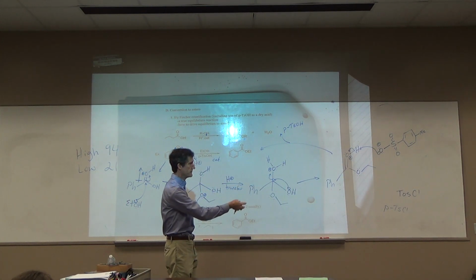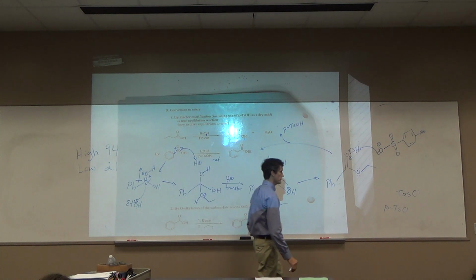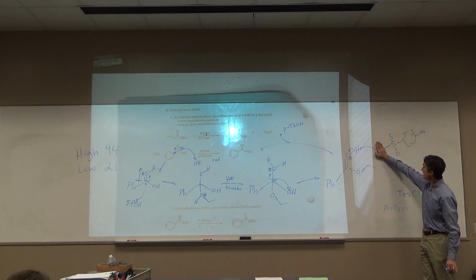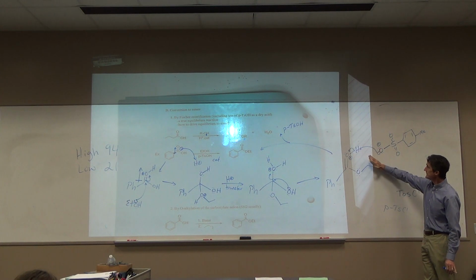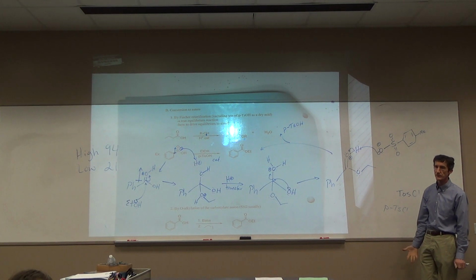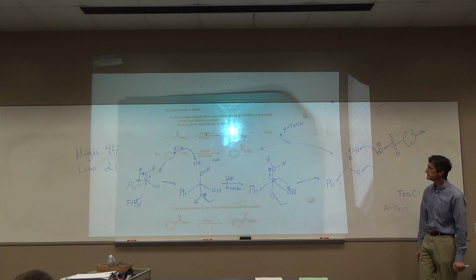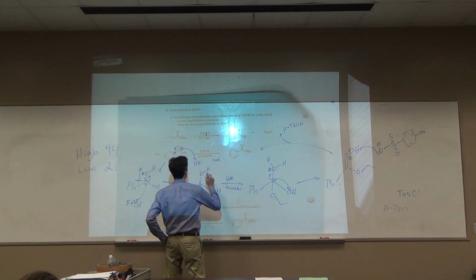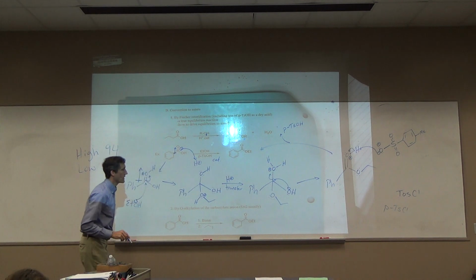Tosyl chloride. If that's a Cl, that's tosyl chloride. If it's an OH, it's tosyl acid, commonly called para-toluene sulfonic acid. Okay.